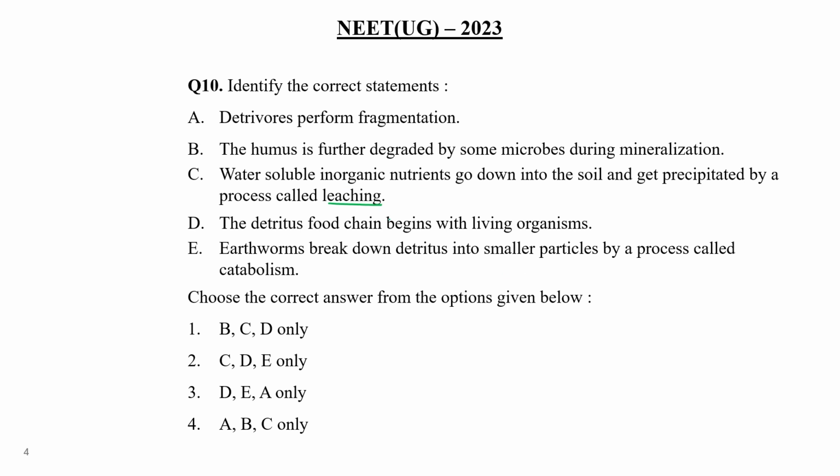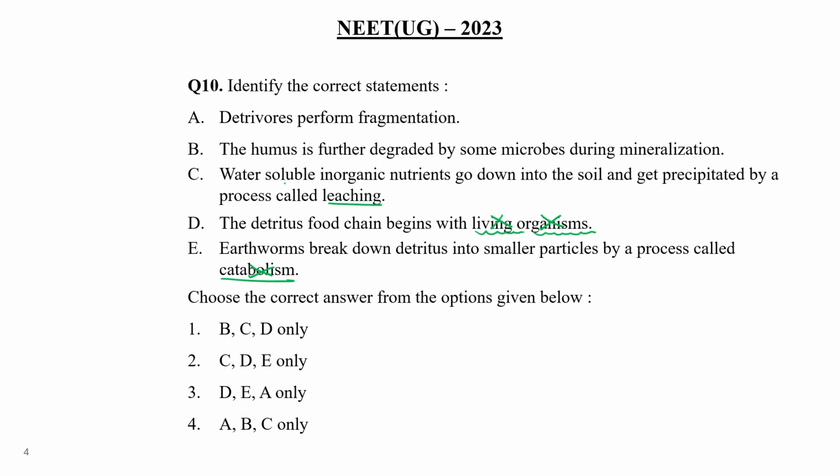Okay, now let's discuss. In option E, what is given over here? Earthworms break down detritus into small particles by a process called catabolism. No, this process is known as fragmentation. So this statement is wrong. Now, the detritus food chain begins with living organisms. No, the detritus food chain begins with dead or decaying material. So this one is again a wrong statement.